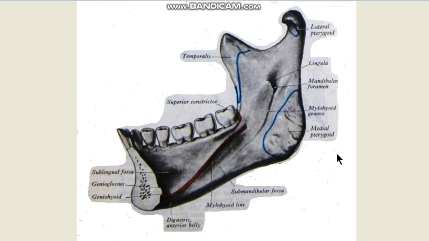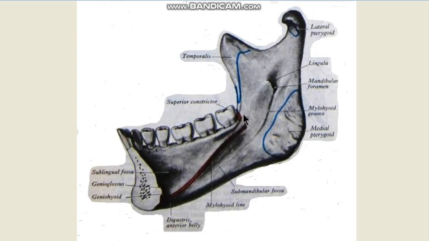Hello everyone, we are back again on the inner surface of the mandible, and you have seen the mylohyoid line, mylohyoid groove, superior genial tubercles, inferior genial tubercles, genioglossus, geniohyoid, digastric fossa, posterior belly of digastric, mylohyoid vessels and nerve in the groove, sublingual fossa, submandibular fossa, alveolar process with the teeth.